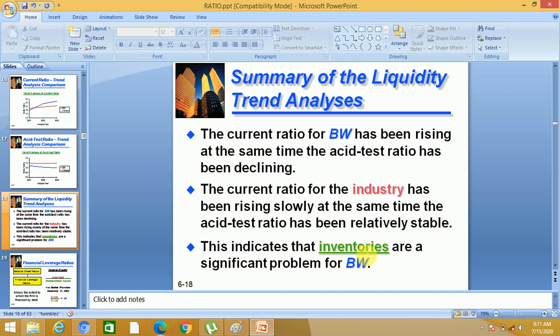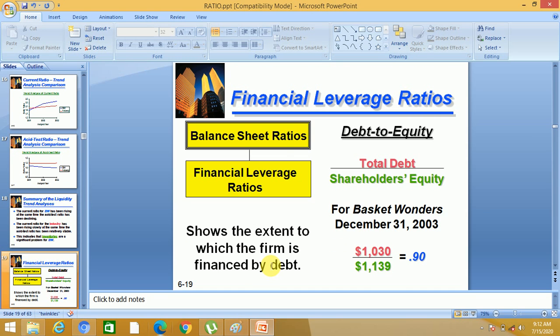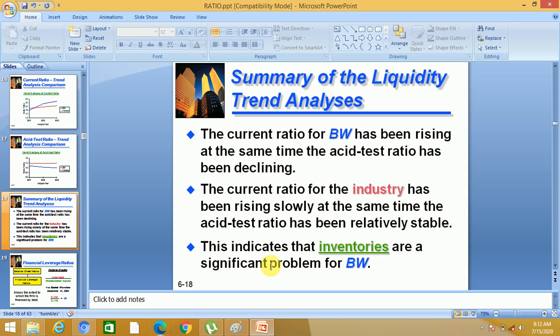This indicates that inventories are a significant problem for Basket Wonders. So this indicates that there is a problem in the inventories. Our sales department, you can say the marketing department, their performance is not good. It means we are keeping too much inventory, so they are not making enough effort to sell the inventory.